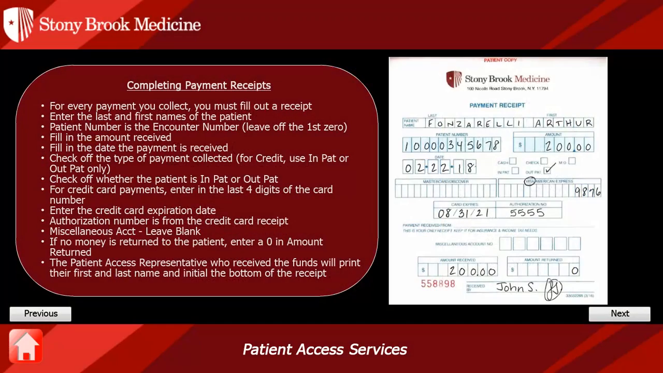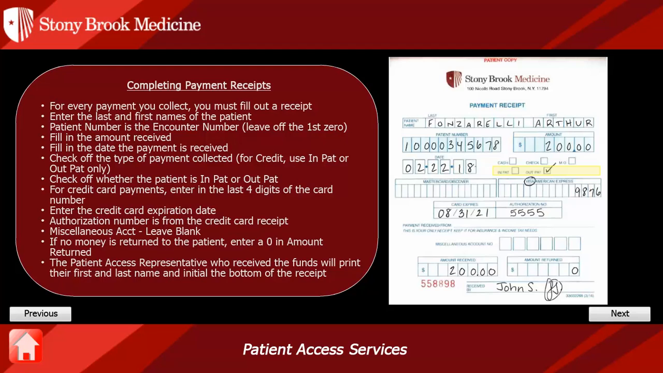Completing payment receipts. For every payment you collect, you must fill out a receipt. Enter the last and first names of the patient. The patient number is the encounter number. Leave off the first 0. Fill in the amount received. Fill in the date the payment is received. Check off the type of payment collected.